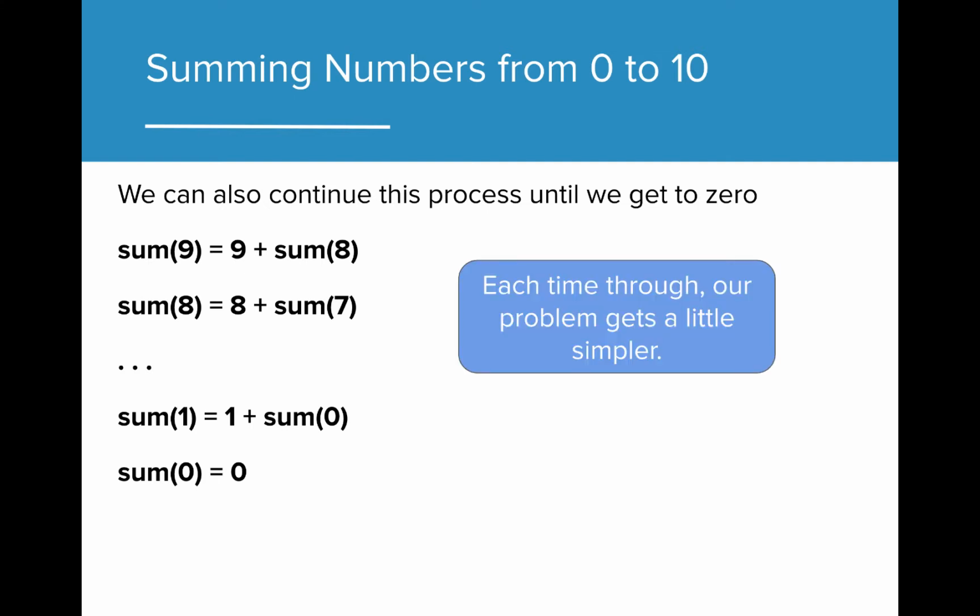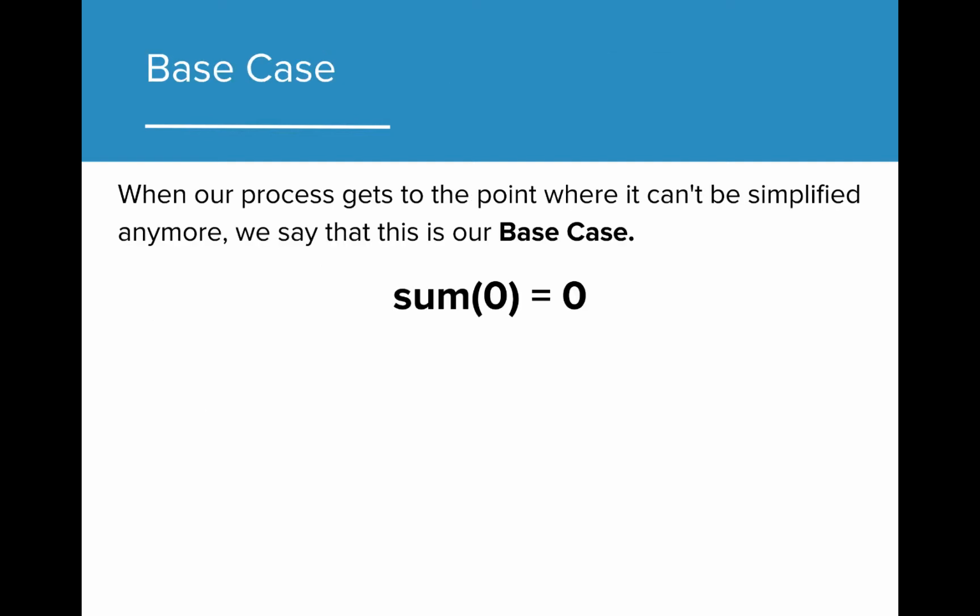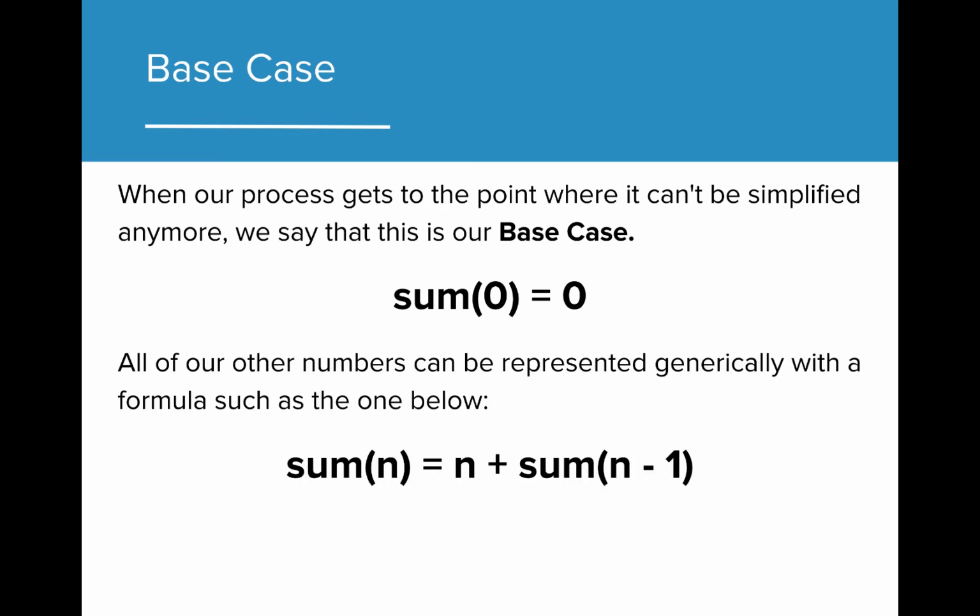Each time through, our problem gets a little simpler. When we get to 0, our problem becomes really simple. Sum of 0 is just 0. When we get to the point where we can't simplify our problem anymore, we say that problem is our base case. In this example, our base case is sum of 0 equals 0. Generically, we can represent all of our other numbers with the formula sum of n equals n plus sum of n minus 1. Let's take a look at this in Java.